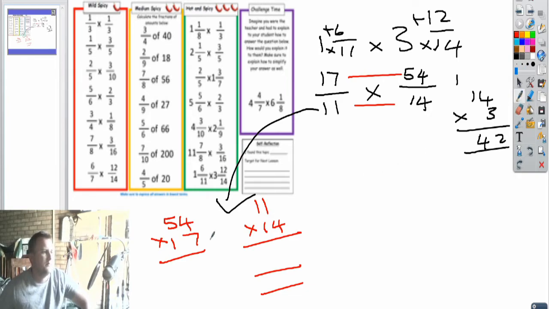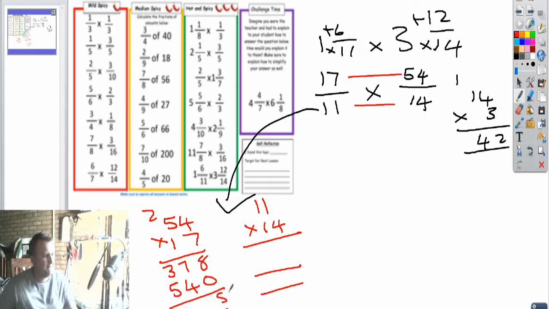Okay. 4 times 7 is 28. 7 times 5 is 35 plus 2 is 37. We're multiplying by 10, not by 1, so I'm going to put a 0 there, and now I need to multiply by 1, and the answer is 54. Add my two amounts together. 918. So that is my top number, 918.